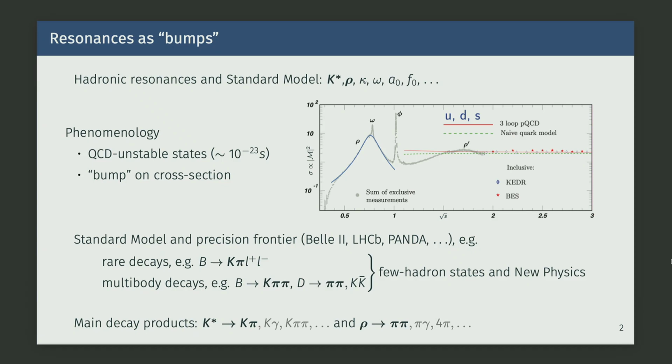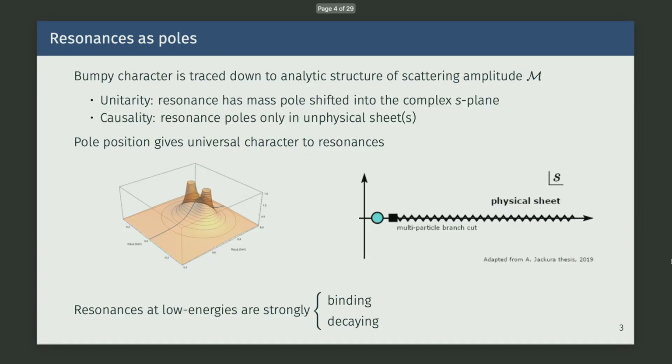But it turns out that there's a lot of importance in the precision frontier, and in the standard model, due to multi-body final states, which are decay products of resonances. So I have rare multi-body decays here. And the K star, mainly the K pi decay, and the pi pi for the rho, which are the ones we are going to consider in this work.